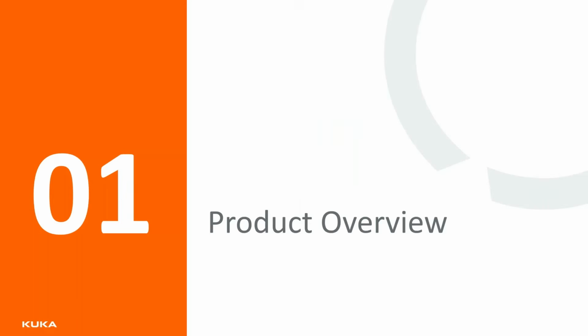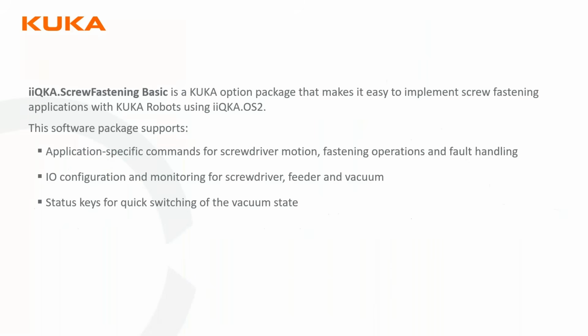First, a quick overview of the product. iiQKA Screw Fastening Basic is a software option package that extends the capabilities of KUKA robots that use iiQKA OS2. The software supports specialized commands for screwdriver motion, screw feeder control, and vacuum generation, as well as configuration and monitoring screens for setting up screw fastening hardware. Finally, the software provides manual status keys for quick control of the vacuum and blow-off valves directly from the teach pendant.